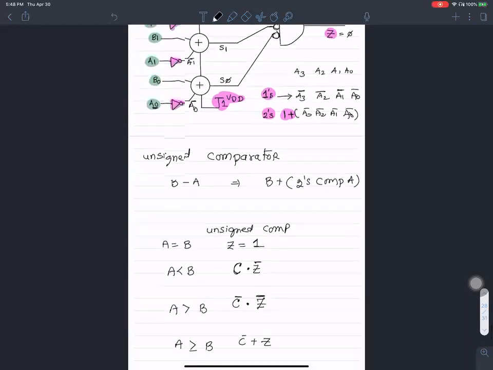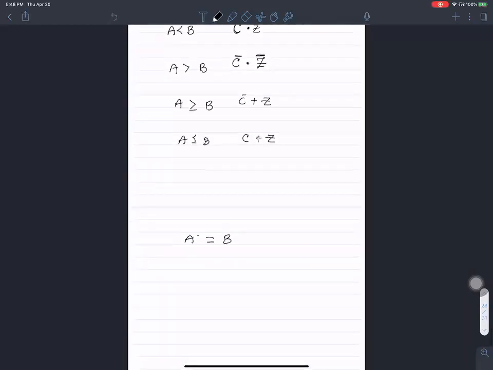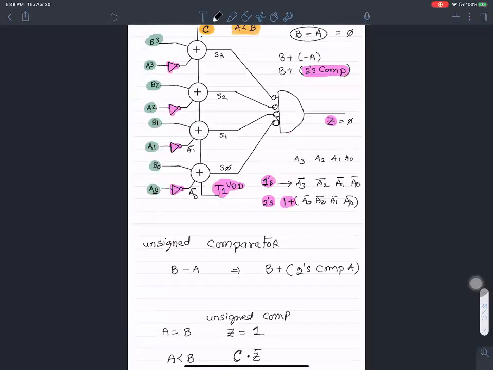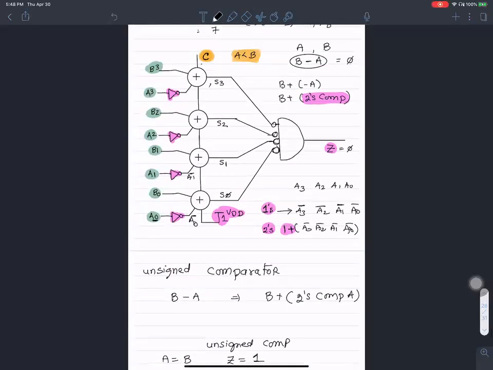So the idea is that when you're doing A equals B, all of these terms will become zeros. This is going to become a 0, this will become a 0, this will become a 0, and this will become a 0. And each of these at the input of the AND gate becomes 1, and then you will end up with a 1 here. So when this Z term goes high, that means all the bits are equal.